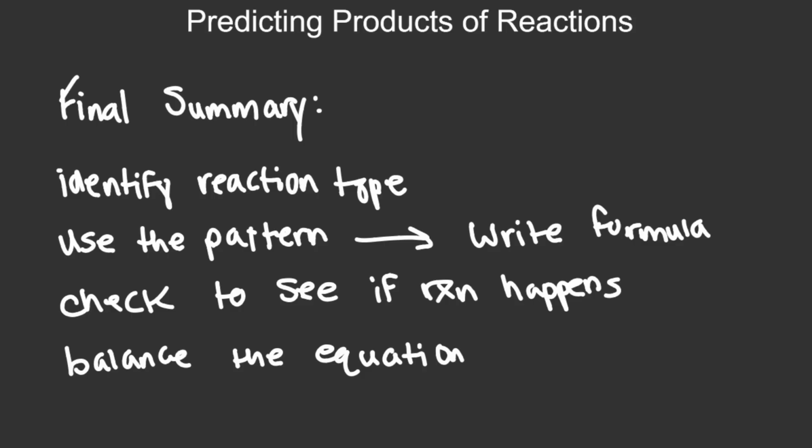The more you practice, the faster this will become, and eventually you will look at the reactants and instantly recognize the pattern. So that is how you predict products of a chemical reaction step by step.